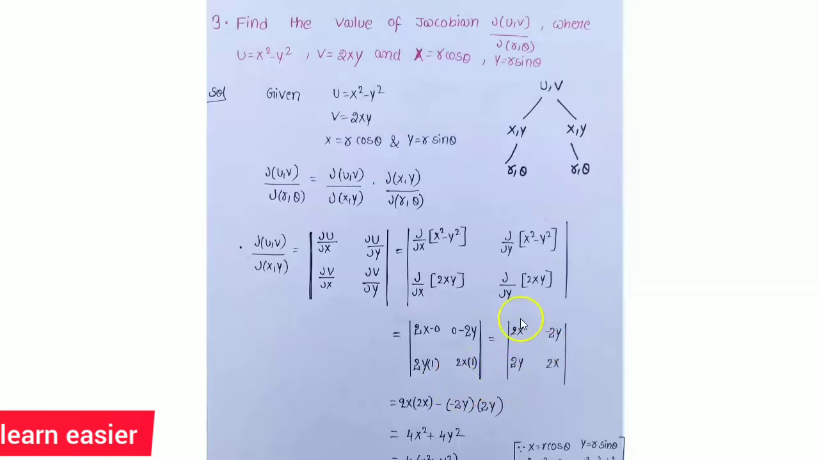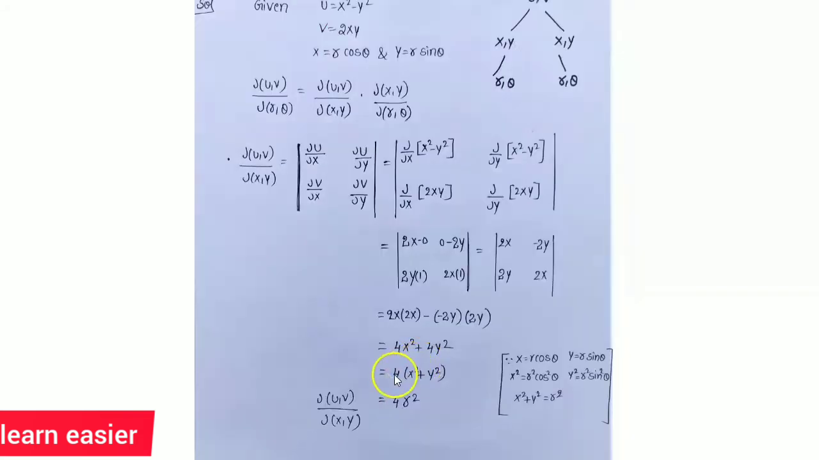So we have to find the determinant of these. So what is that? AD minus BC. AD is what? 2x into 2x, that is 4 into x square, and minus BC. BC is what? Minus 2y into 2y, which is 4y square. So here we have minus, and here we have minus. So totally we have minus into minus is plus. So we got 4x square plus 4y square.